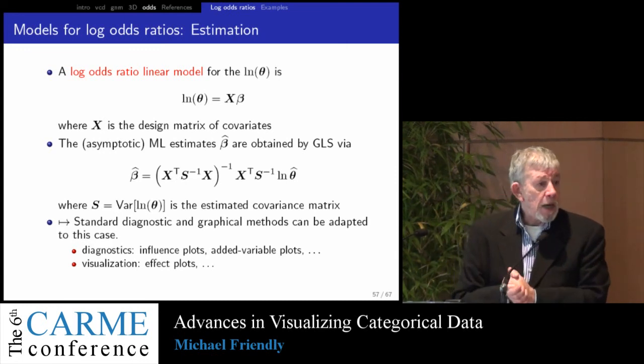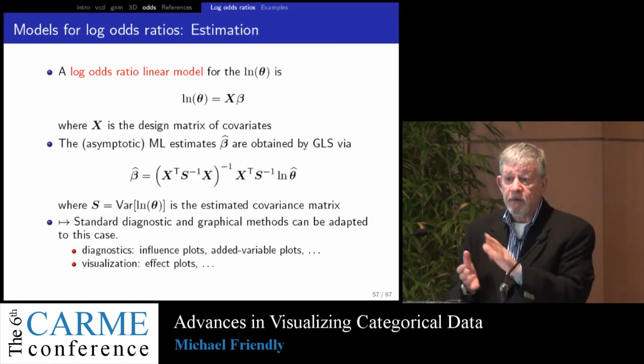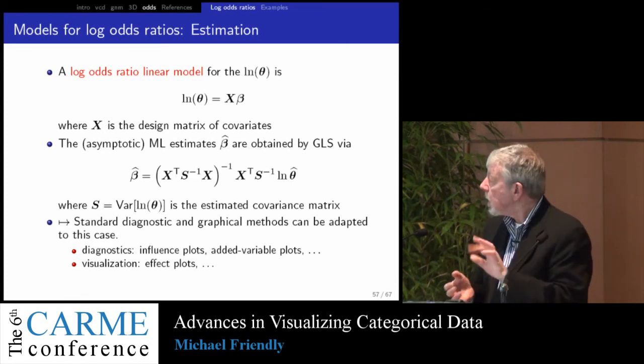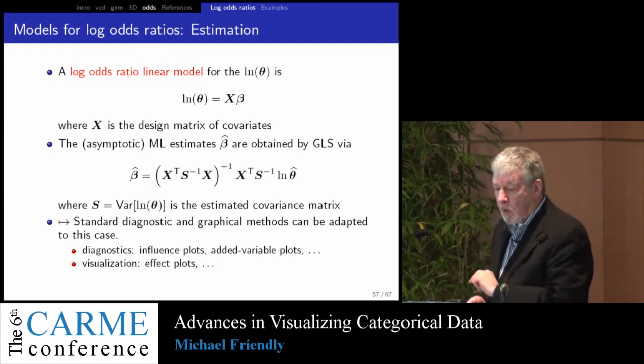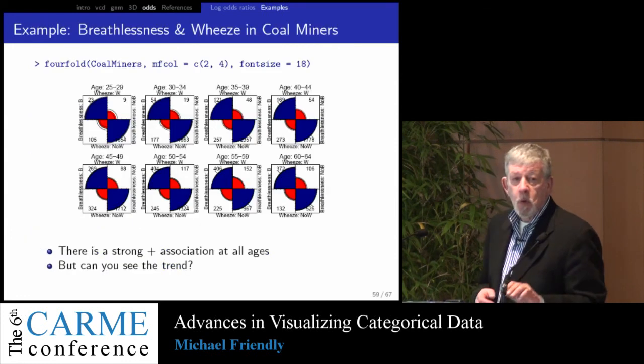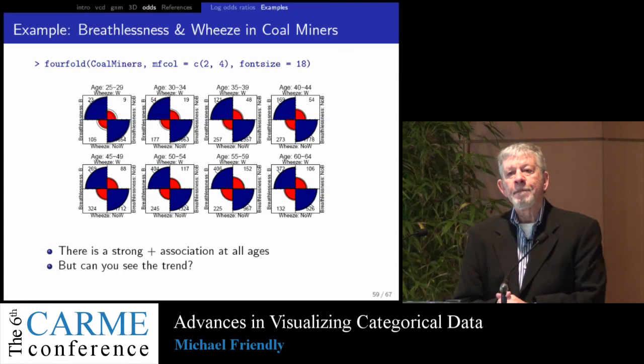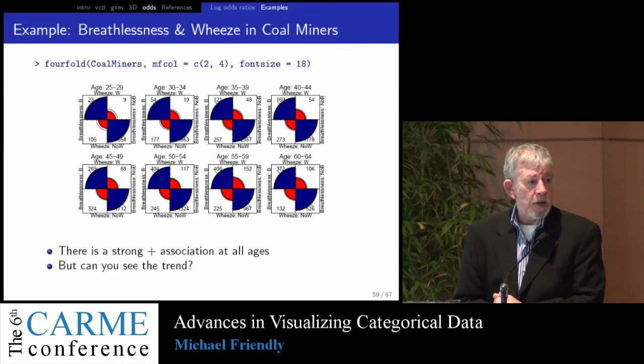So for plotting any complex table of log odds ratios in relationship to a model, there's a variety of methods already out there. So let me go through two quick examples. So here's some data on the association between two symptoms that coal miners may suffer. One is breathlessness, and the other is wheeze.